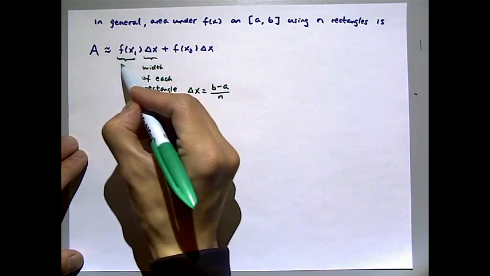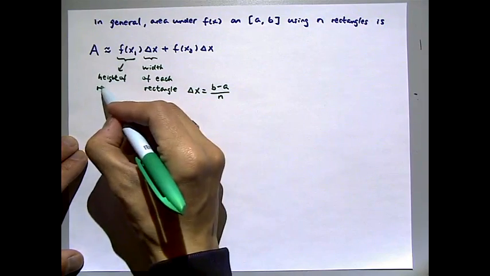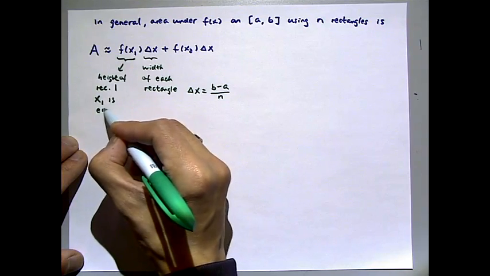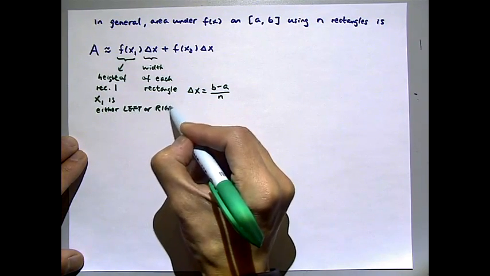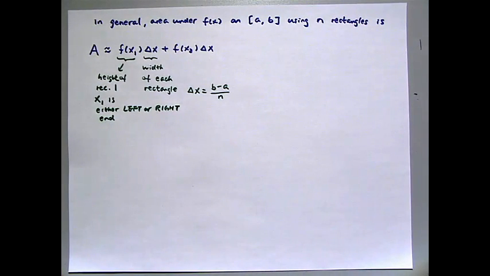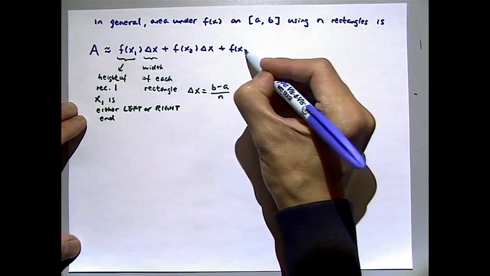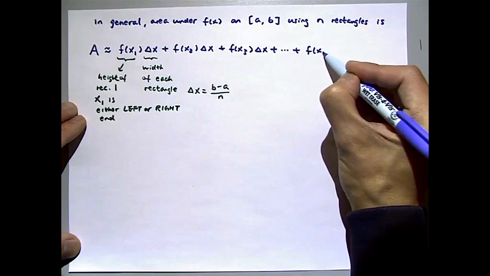Now this f of x1, this is the height of rectangle 1, where x1 is either the left or right end. So if I had chosen left, then for the first one, the left x1 would be 0, and so on. F of x2, so on. So this keeps going. The third one, and then the fourth one, and the fifth one, all the way up to the nth one.